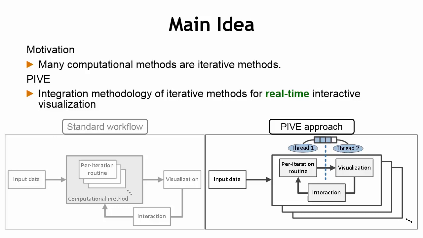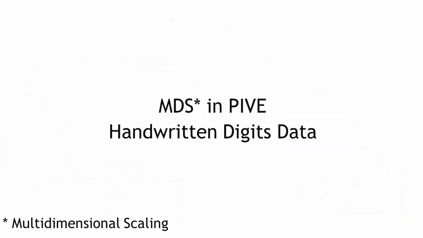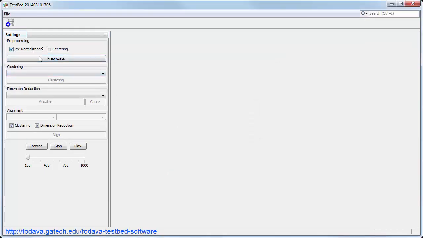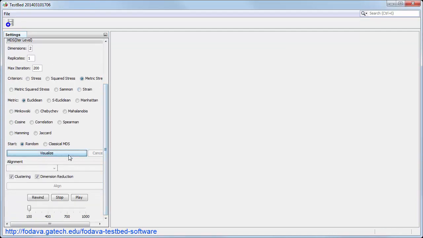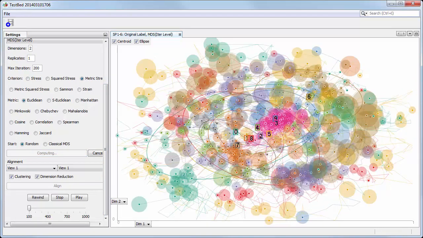In the following, we show interactive visualization scenarios using several computational methods, such as dimension reduction and clustering methods under the PIVE framework. The first example is the iteration-wise visualization of MDS for handwritten digital data. We customize the scatterplot view in the Fodava testbed system, and in this view, dots represent individual data items, and their 2D coordinates are determined by the MDS output.